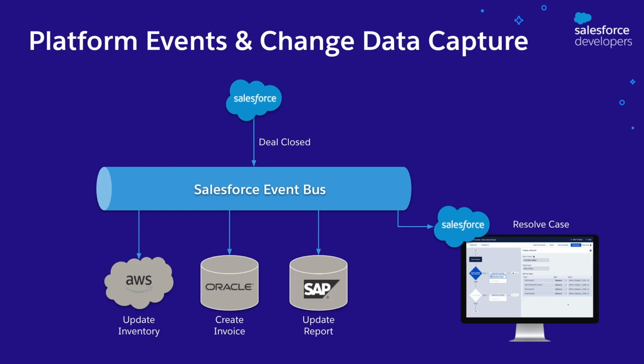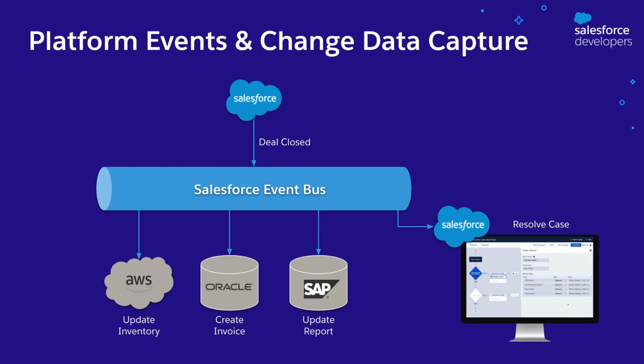Let's take an example with this diagram. It starts with a deal being closed in Salesforce Core. This publishes a CDC event to the event bus. The event bus broadcasts the event to all CDC subscribers. With that, a number of third-party systems can then execute some business logic such as updating the inventory, creating an invoice, etc. The platform itself can also execute some actions like resolving a related case.